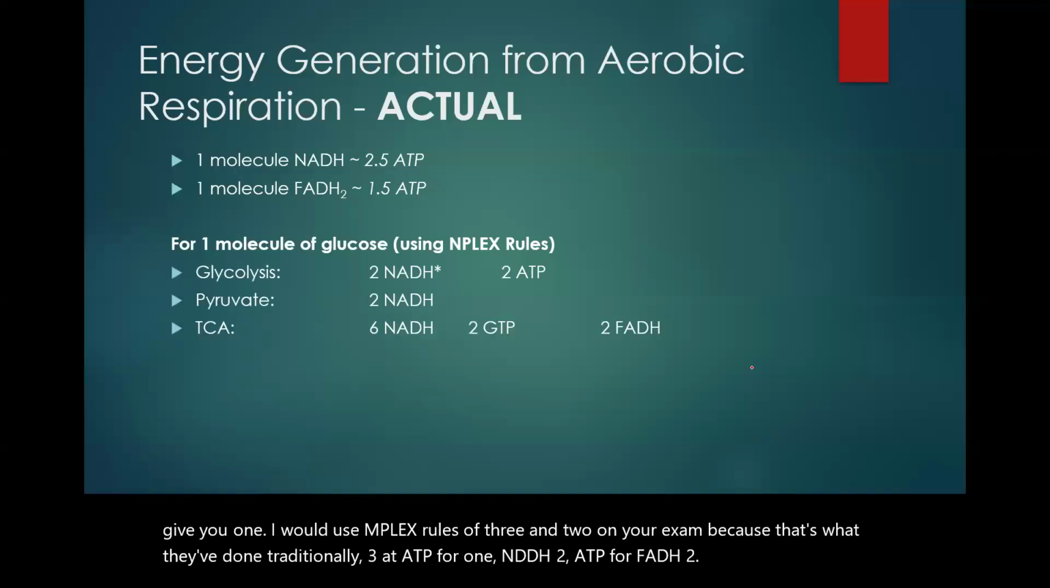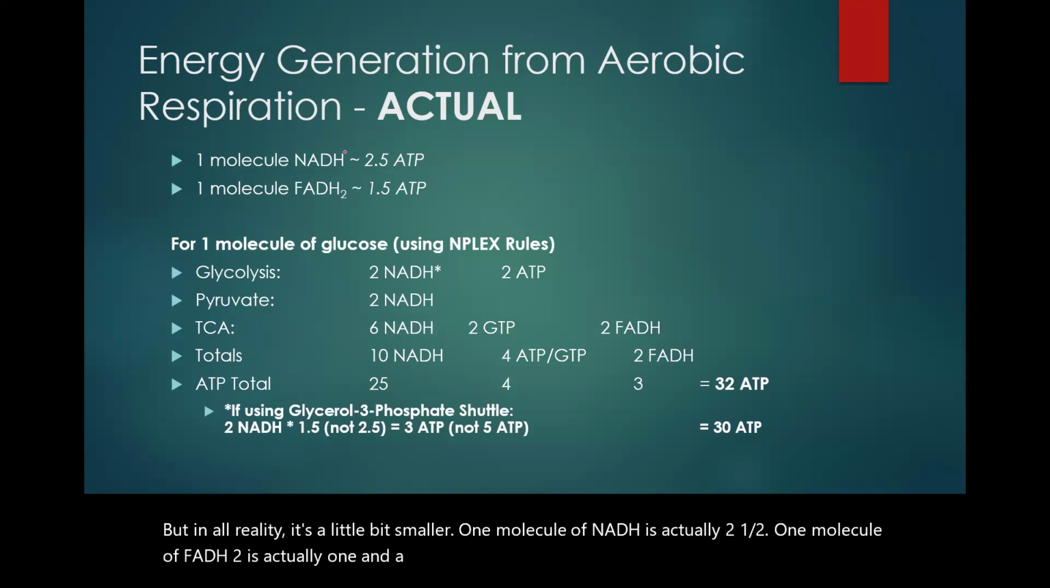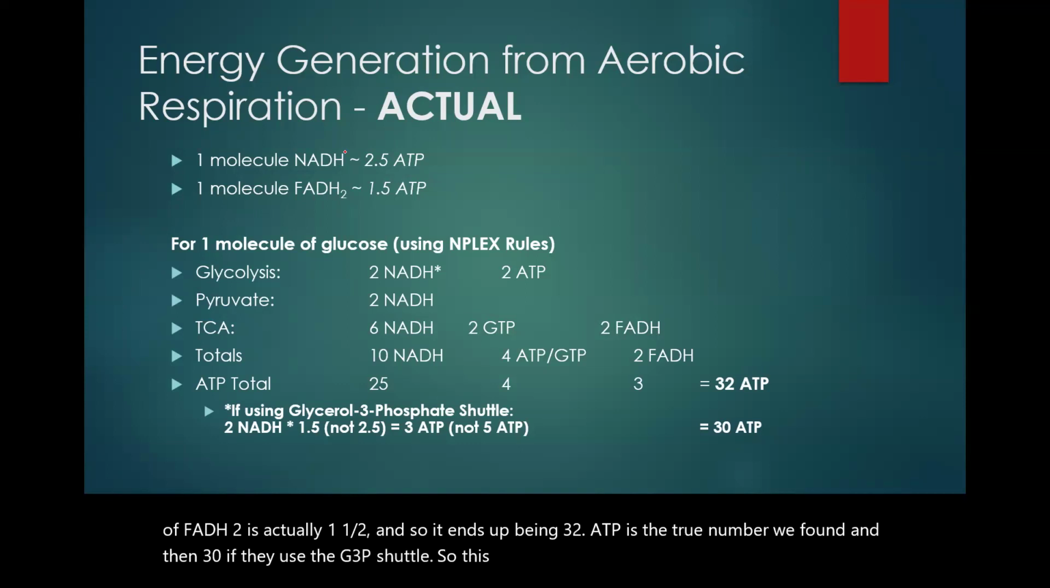But in all reality, it's a little bit smaller. 1 molecule of NADH is actually 2.5. 1 molecule of FADH2 is actually 1.5. And so it ends up being 32 ATP is the true number we found, and then 30 if they use the G3P shuttle. So this is the actual number versus the NPLEX number.